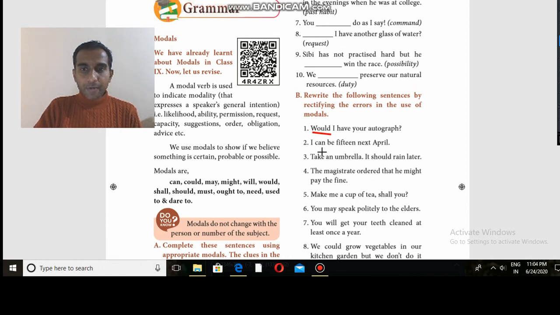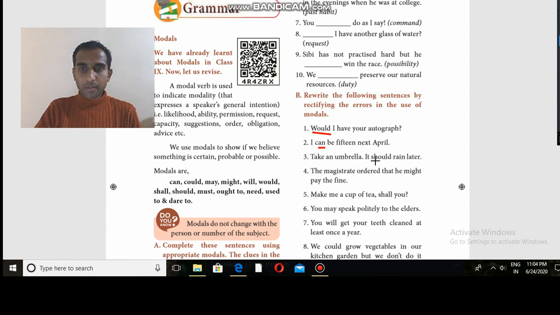I can be 15 next April. So again, the modal auxiliary here is can. So instead of can, that's not the correct one. I will be 15 next April. That's a confirmation.